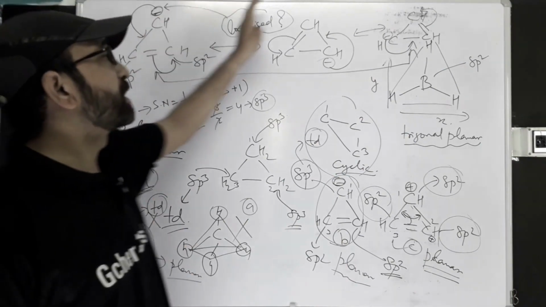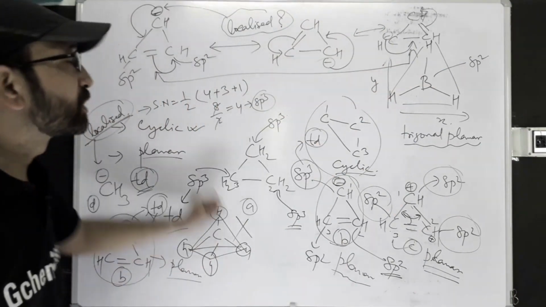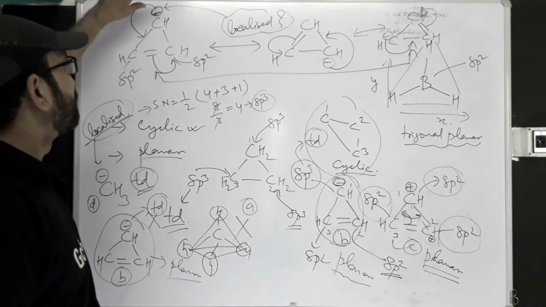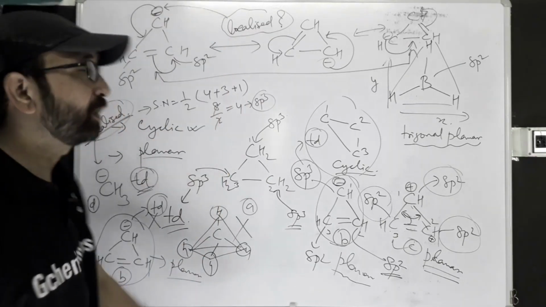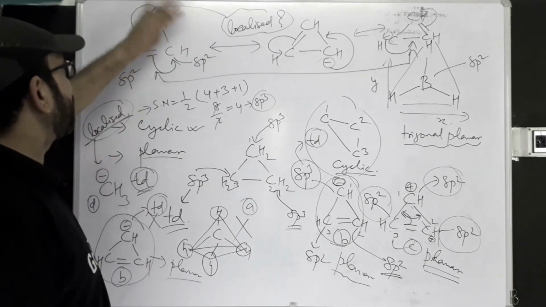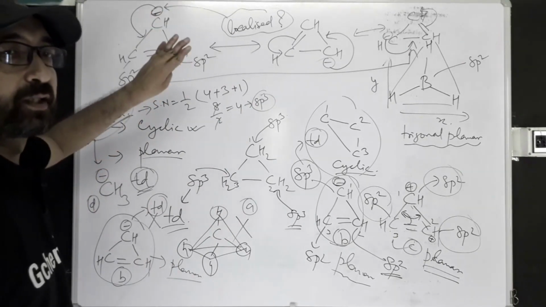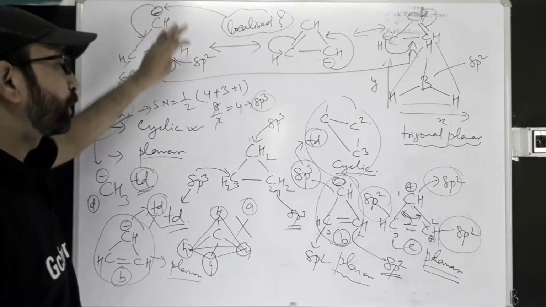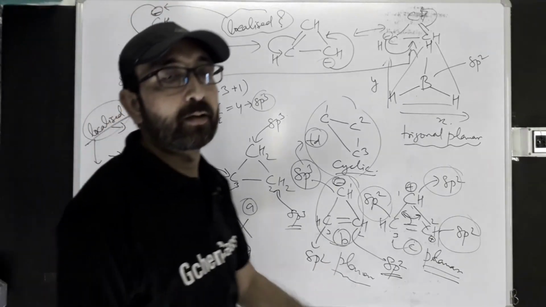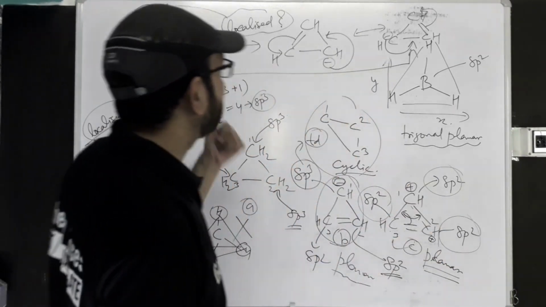So due to this delocalization, this negative charge won't be contributing in your hybridization. So this is a planar molecule, right? This negative charge is not localized. So that's why this molecule is also considered a planar molecule. So this is only one example.